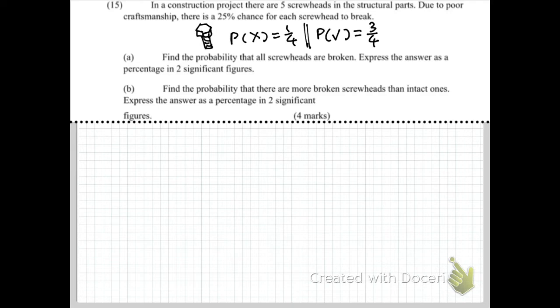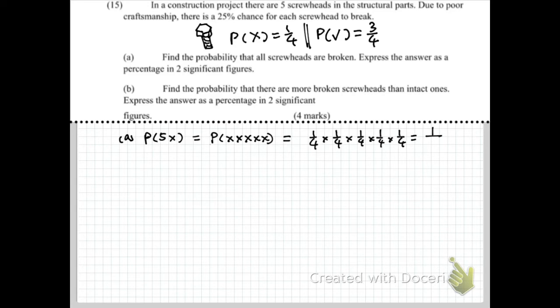So part A, we have 5 screw heads. Find the probability that all of them are broken. 1, 2, 3, 4, 5, they are all broken. There's only one way to do that, with all 5 of them broken. No combination, no permutation, because there's only one way to do that. So the probability will be just 1/4 multiplied by itself 4 times.